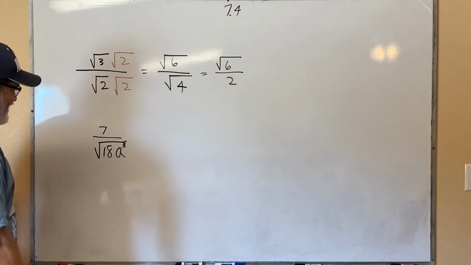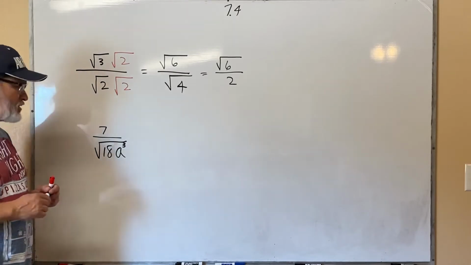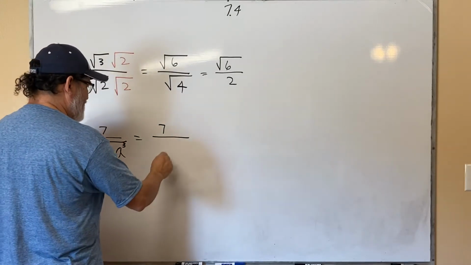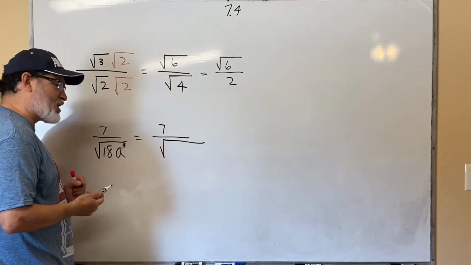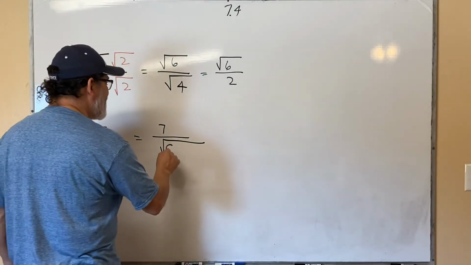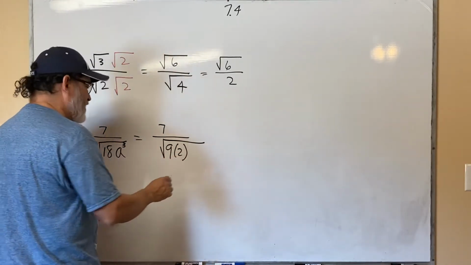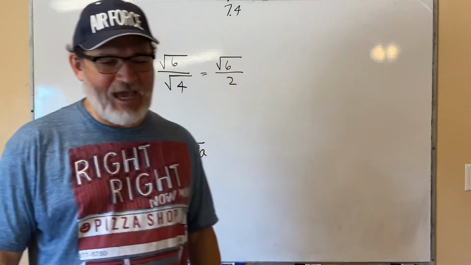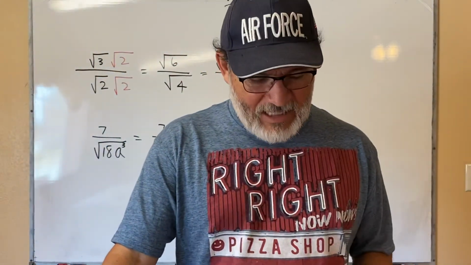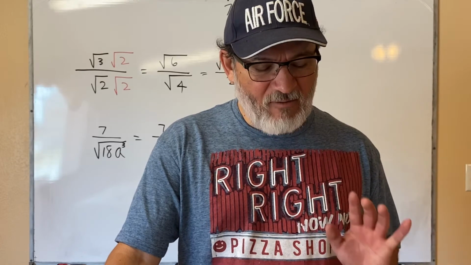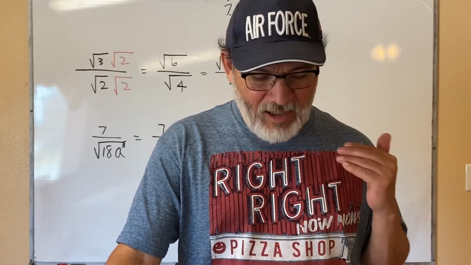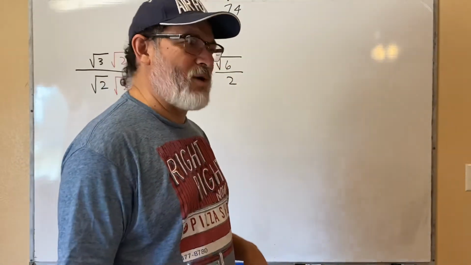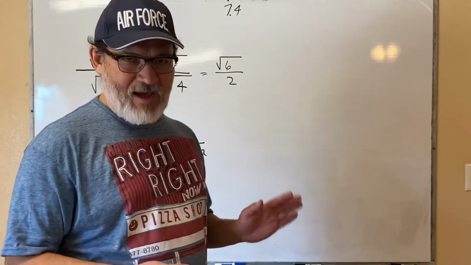All right. The first thing I'm going to do is simplify this. 7 over, and I'm going to say this is the square root of, I'm looking for perfect squares. So that's 9 times 2, and that's a square times a. And I am assuming here that all variables are non-negative. That way I don't have to worry about the absolute value, okay?